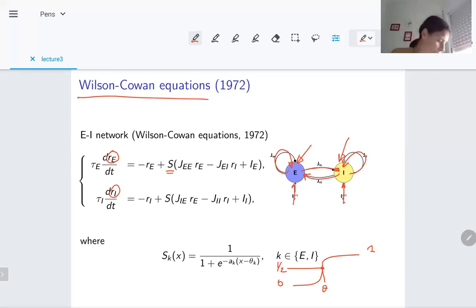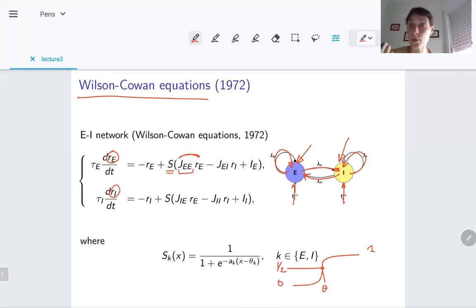What is the idea behind this? We consider all the inputs that the excitatory population is receiving. What inputs does the excitatory population receive? Well, it receives excitatory input from itself. This is given by this term here, and it is proportional to the firing rate activity of the excitatory population. So the higher the activity of the excitatory population, the more excitation it sends to itself. And J_EE is a constant, a parameter that determines how strong these connections are.